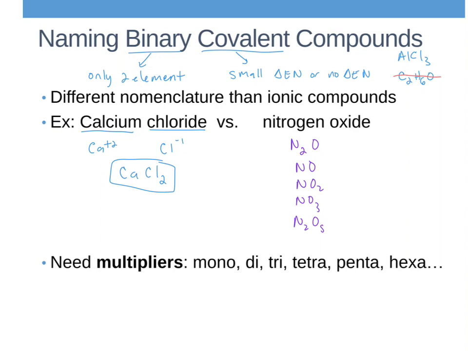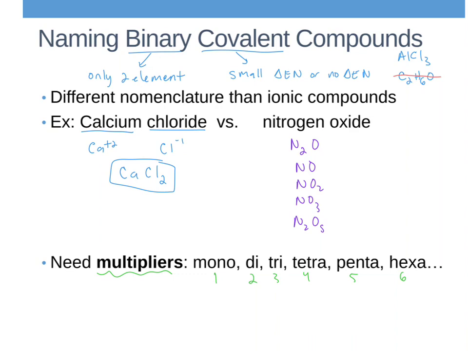So we have to use multipliers to say, in your nitrogen oxide, how many nitrogens are you talking about, and how many oxygen atoms? We'll use multipliers like mono, which is 1, di, which is 2, tri, 3, tetra, 4, penta, 5, hexa, 6, hepta, 7, octa, 8, nona, 9, deca, 10. We probably won't see beyond that, but you just keep on going for however high you need.